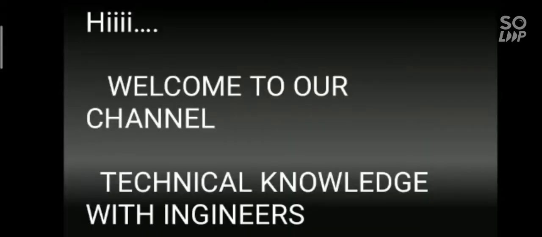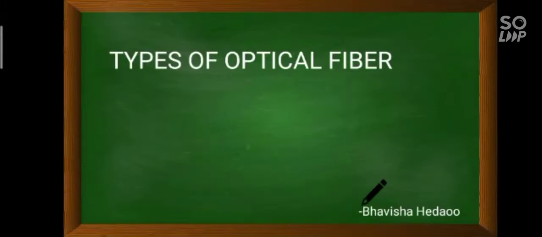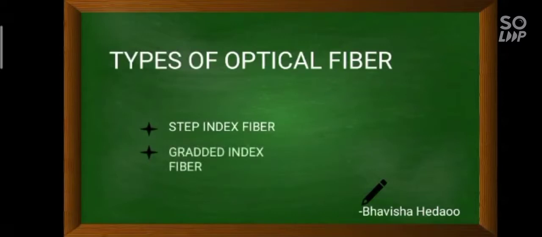Hello friends, today we will see types of optical fiber. We know optical fiber is divided into two main types. First one is the step index fiber and the second one is graded index fiber. So this types is based on the index profile, means what is the refractive index of core and cladding material. So let us start with types of optical fiber.